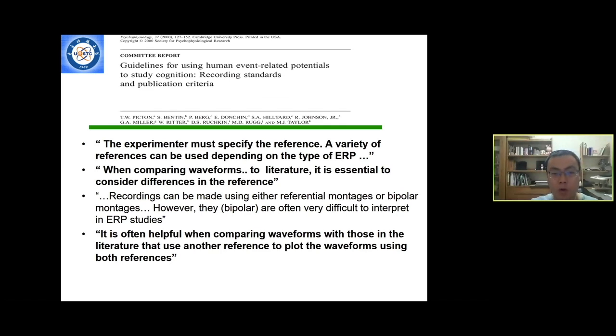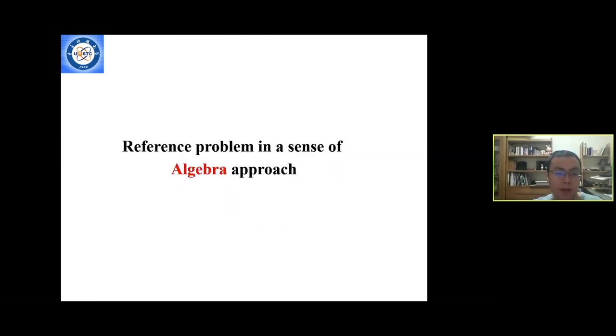When comparing waveforms to the literature, it is essential to consider differences in the reference, and it is often helpful, when comparing waveforms with those in the literature that use another reference, to plot the waveforms using both references. Also, at that time, there were no standards or recommendations about the reference method. And now, next, I will briefly introduce the reference problem in a sense of algebra approach.